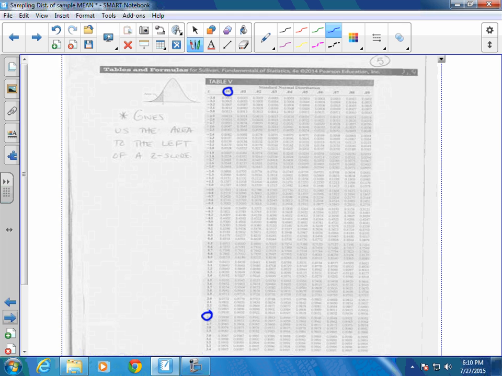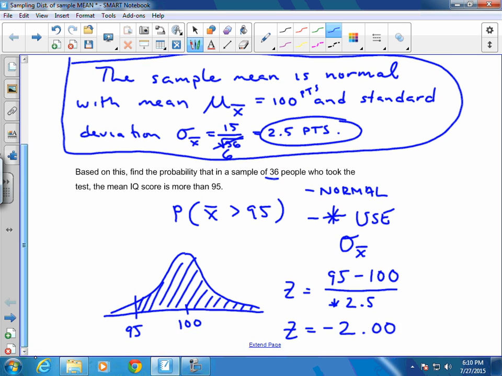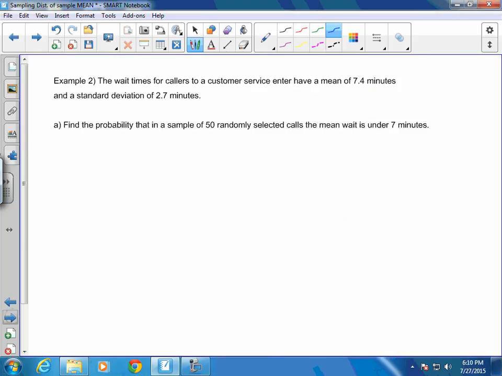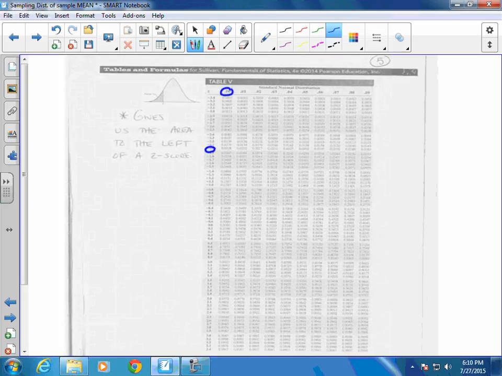Nope. Let me go back and check. What was our z-score? Our z-score was negative 2.00. Okay, so I remembered it wrong. We want negative 2.00. All right, so negative 2.0. Hundredths place is also 0. So this value here is going to give me my area to the left. So it looks to me like that's 0.0228.